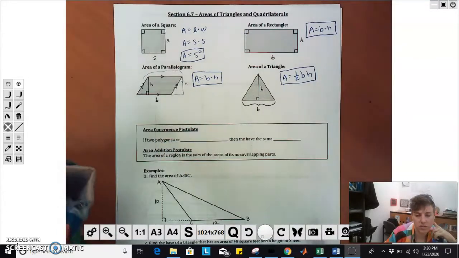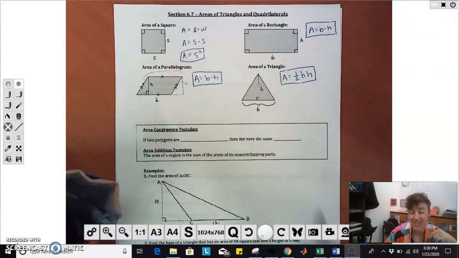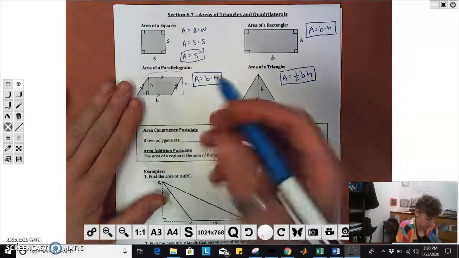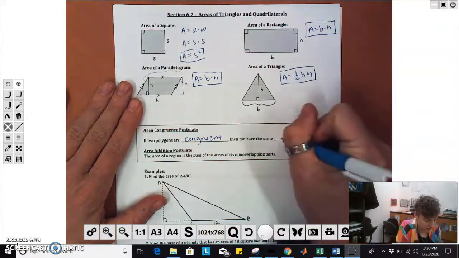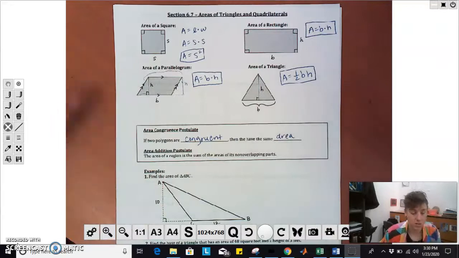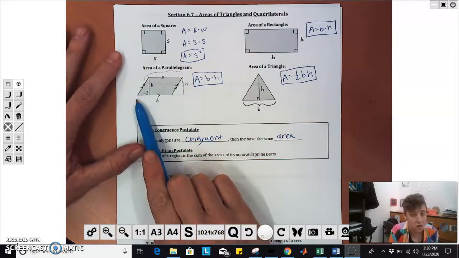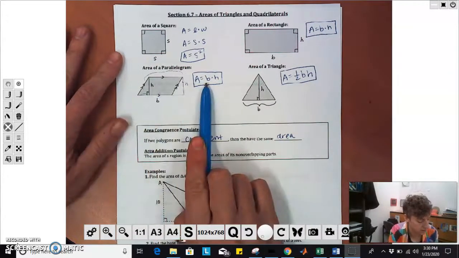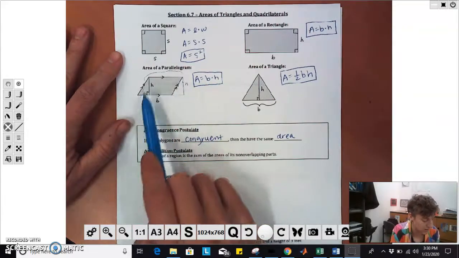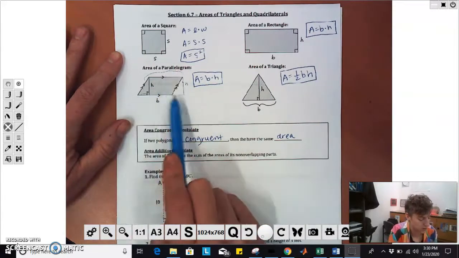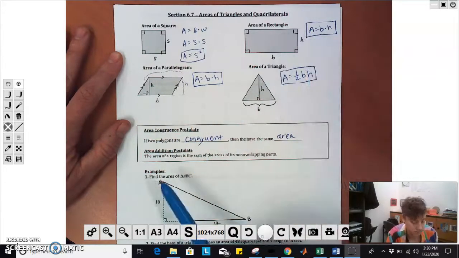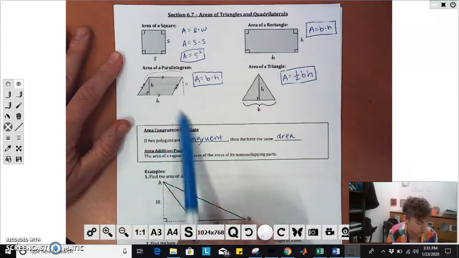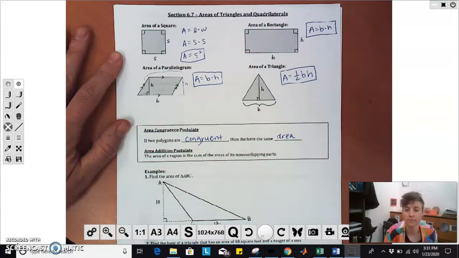Area congruence postulate. You might guess this, but if two polygons are congruent, then they have the exact same area. Which is why and how we explained the area of the parallelogram. We made this triangle move over there and made it equivalent to the rectangle. So we had the same formula. They would have the same area.